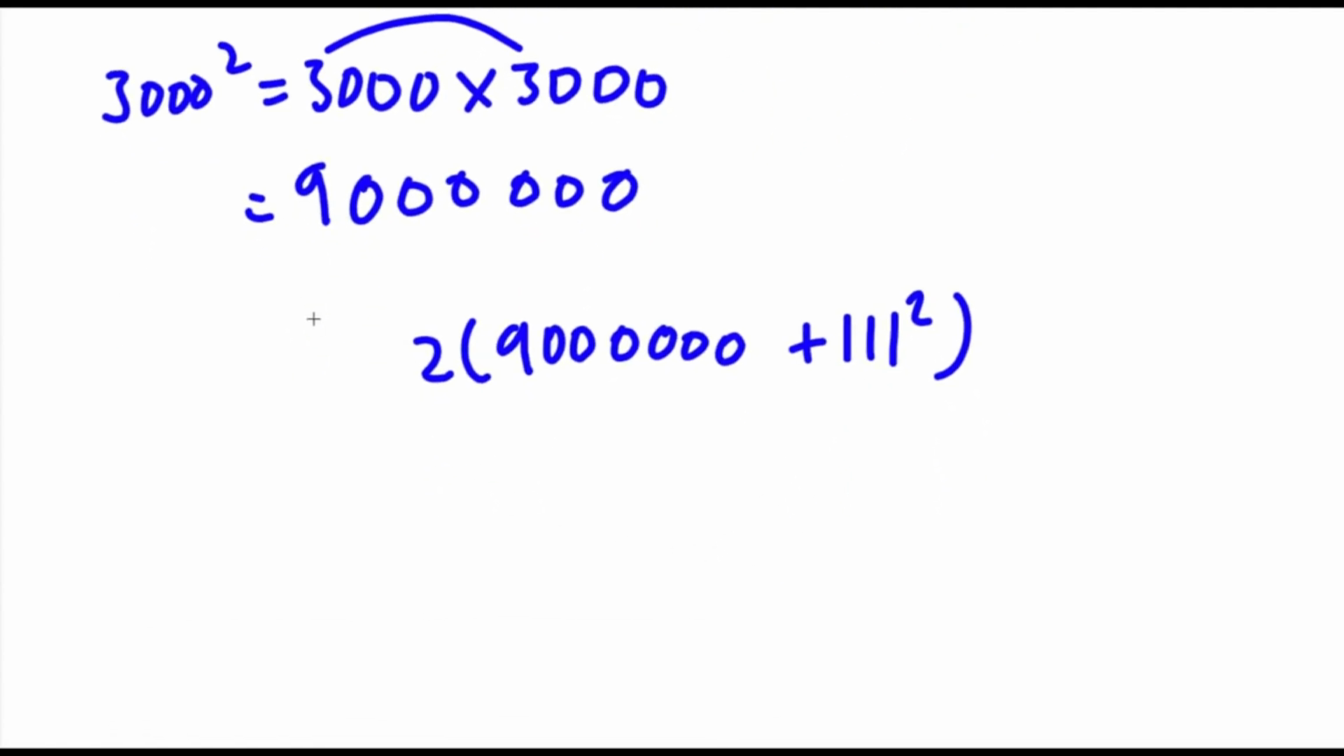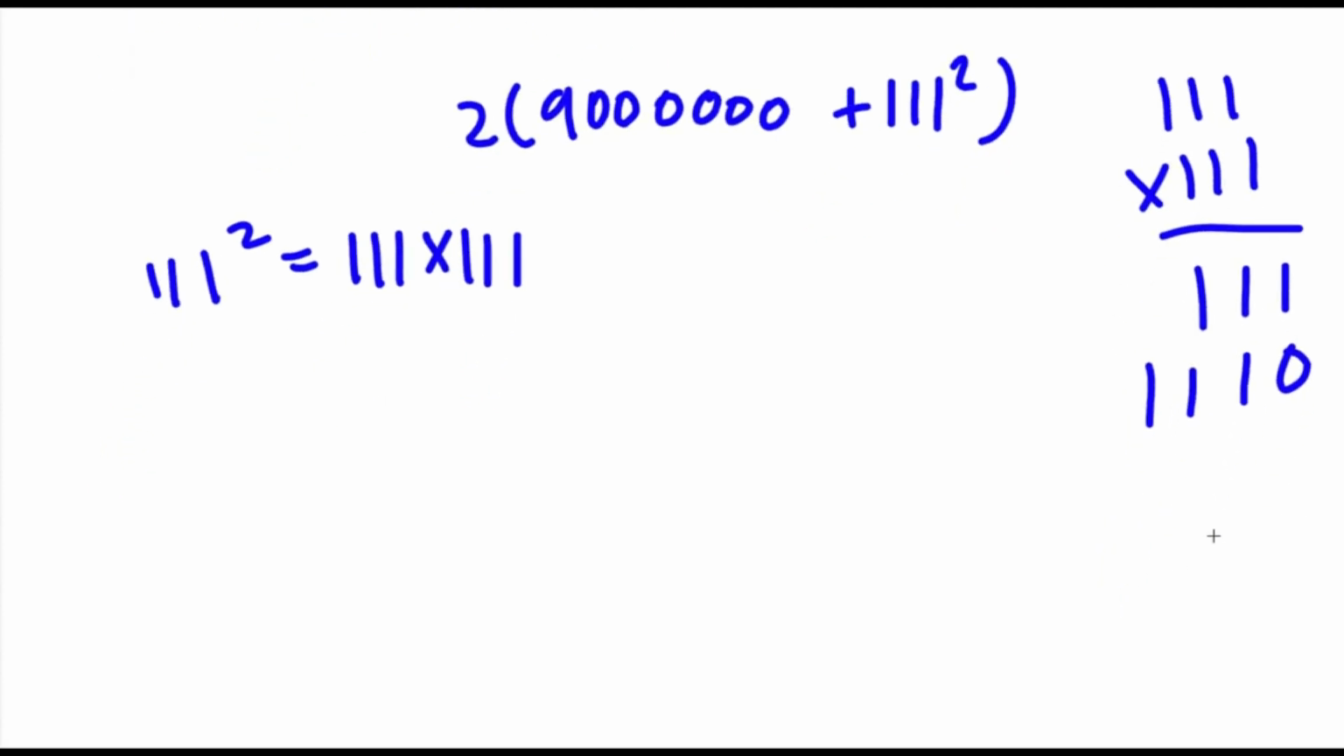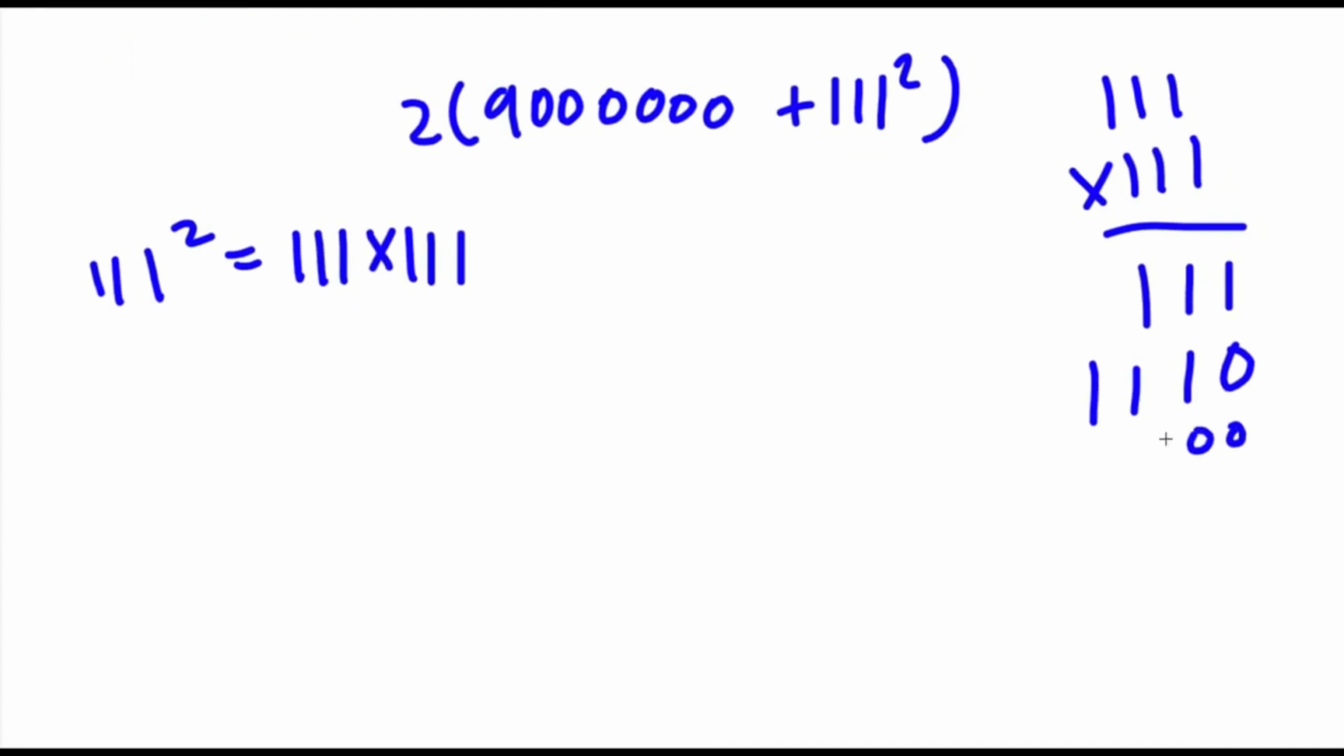Now for 111 squared, this is equal to 111 times 111. Now, if we try to do this, 1 times 1 is 1, and so on. So I have 1, 2, 3, 2, 1, which is our answer.